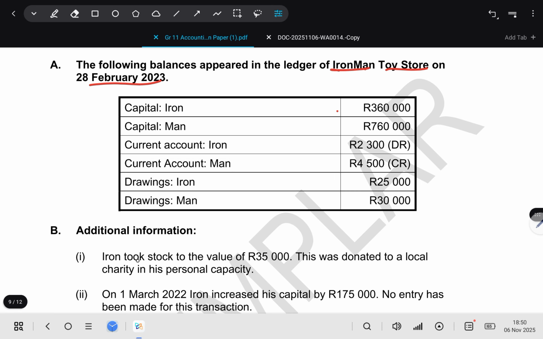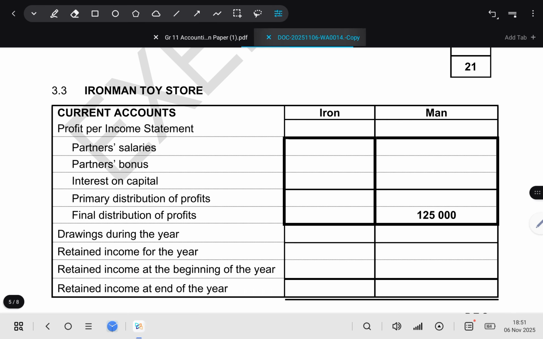So here they're saying Ion took stock to the value of 35,000, and this was donated to a local charity in his personal capacity. So in terms of Ion, his total drawings will be 25,000 plus 35,000. Okay, so for Ion, when we calculate his drawings, we're going to say 25,000 plus 35,000, which will give us 60,000.